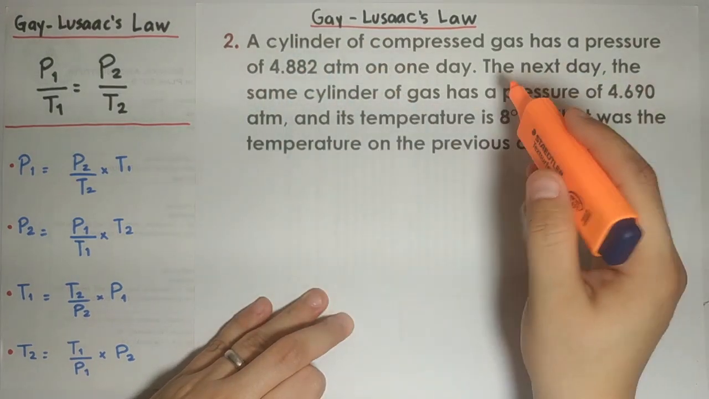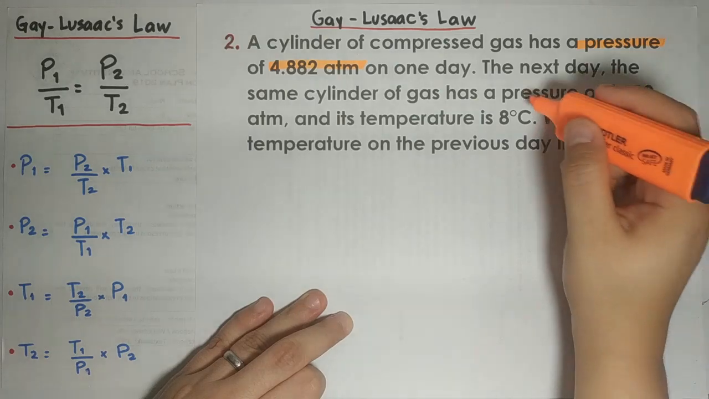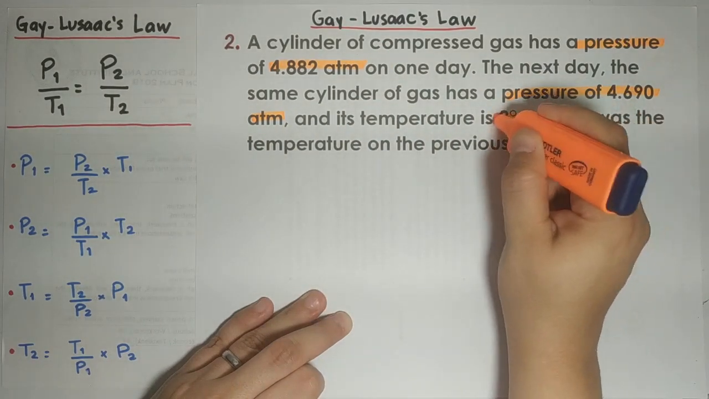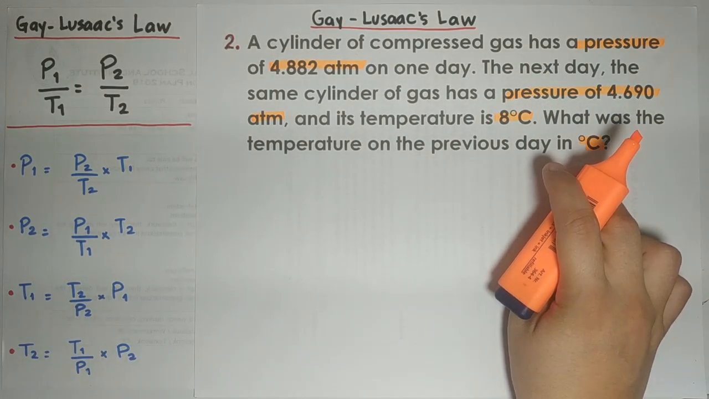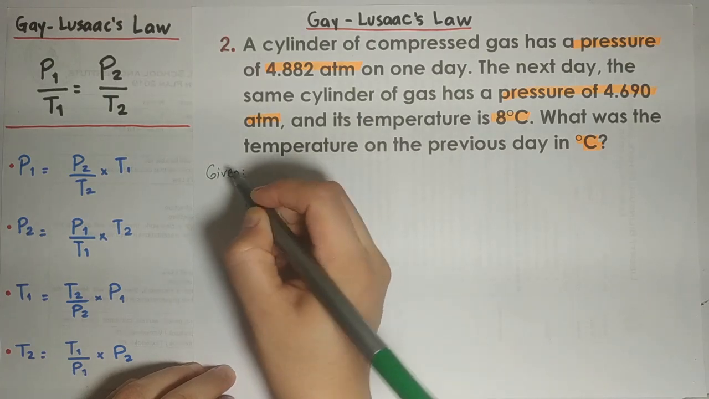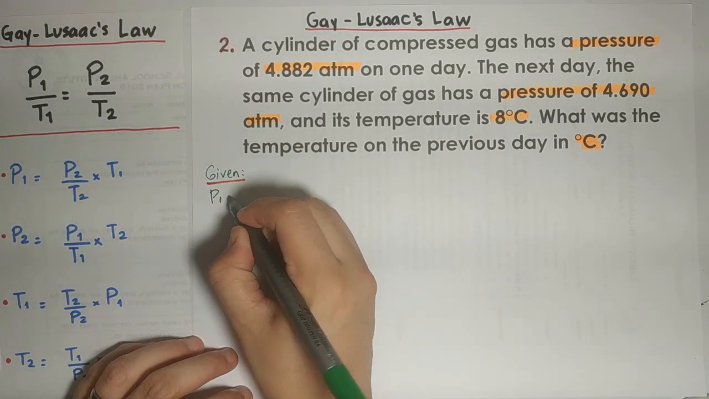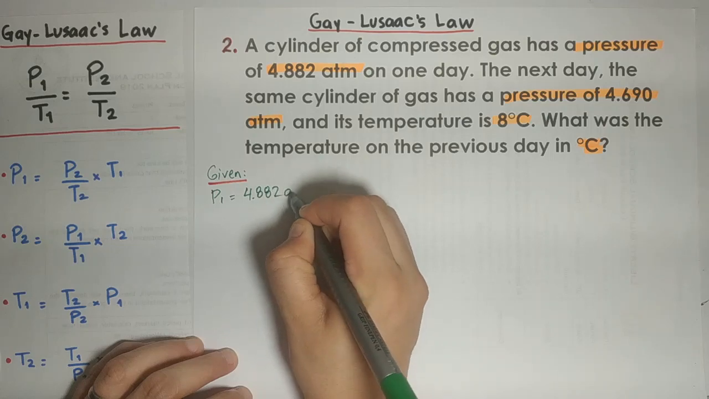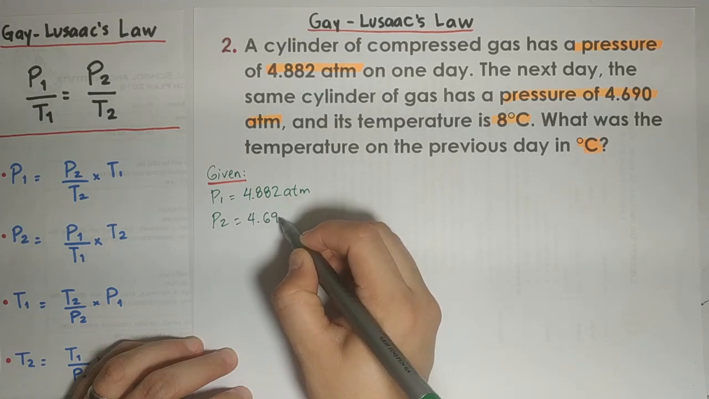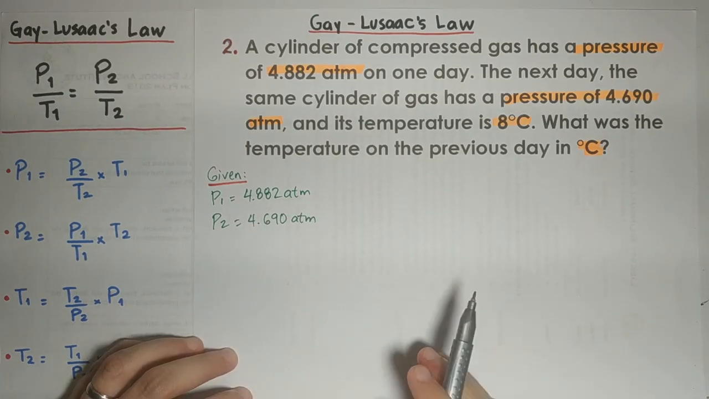So let's highlight the givens. We have initial pressure on day 1. Next day, the pressure was this one, and the temperature in the second day was 8 Celsius. So I need to know the temperature in the first day. That means temperature 1. That's what I'm looking for. Let's write the givens. We have pressure 1 equals 4.882 atm. Pressure 2 equals 4.690 atm. As both are the same units, I don't need to do any conversion here.